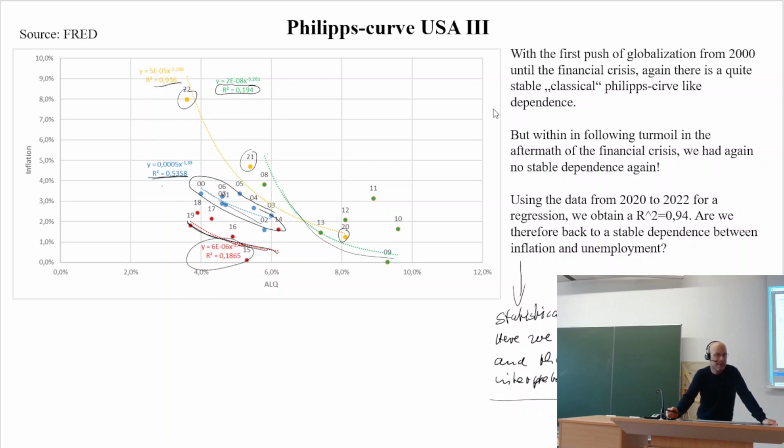Then, with the start of globalization in the beginning of the millennium, from 2000 we see again a more or less similar dependence due to our theoretical short-run Phillips curve. But anyhow, then we have the financial crisis, we had the Corona crisis, we had the European debt crisis. Still, there is not such a stable dependence due to the concept of the Phillips curve, like these first 30 years after World War II.